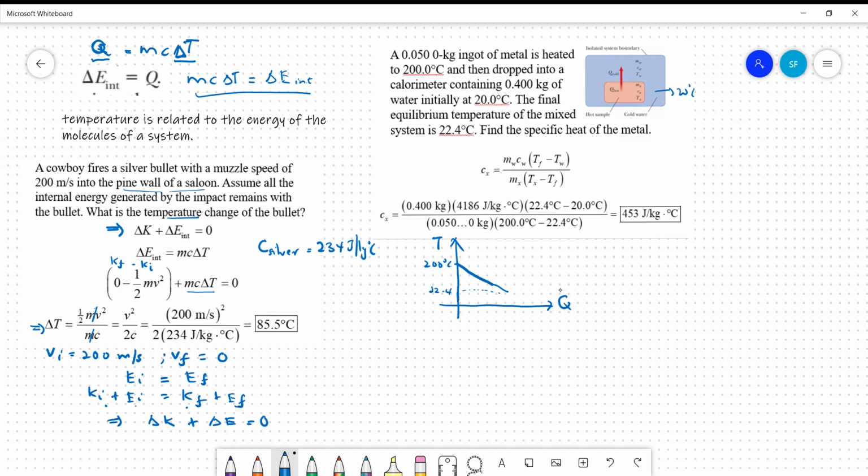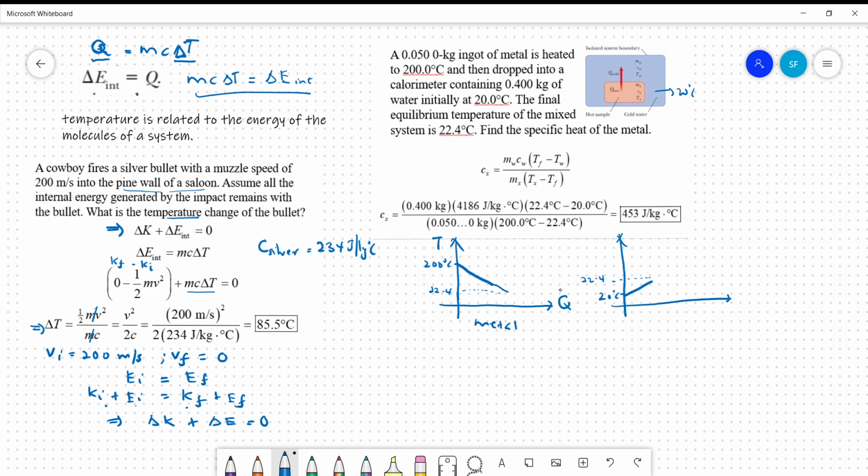That is for the metal. As for the water, it is initially at 20 degrees Celsius. The water will gain heat; it will absorb heat from the metal. So it will increase in temperature until it reaches 22.4 degrees Celsius.